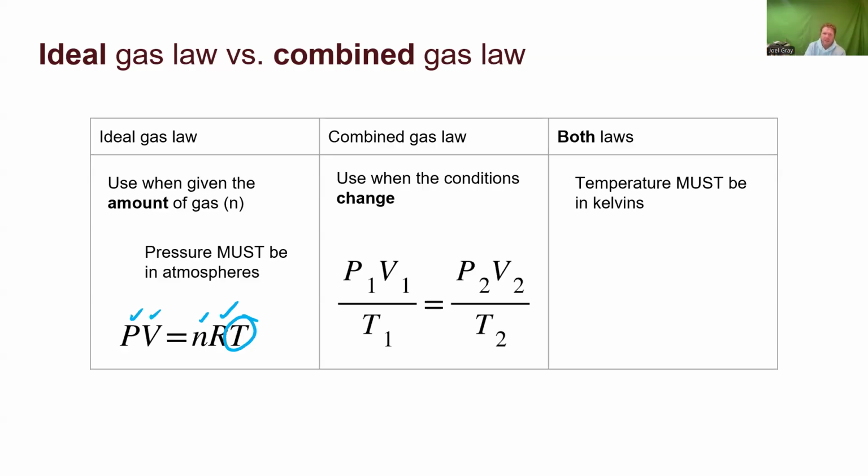The combined gas law, no n. No n is provided. No n is relevant also. Now, for both of these laws, you must have temperature in Kelvin. So what does that mean? I will always give you a temperature. If I don't give you the temperature in Kelvin, I'll give you in degrees Celsius. So you just add 273 to that.